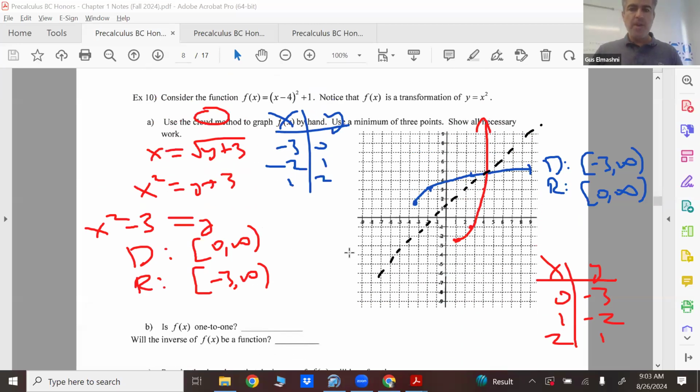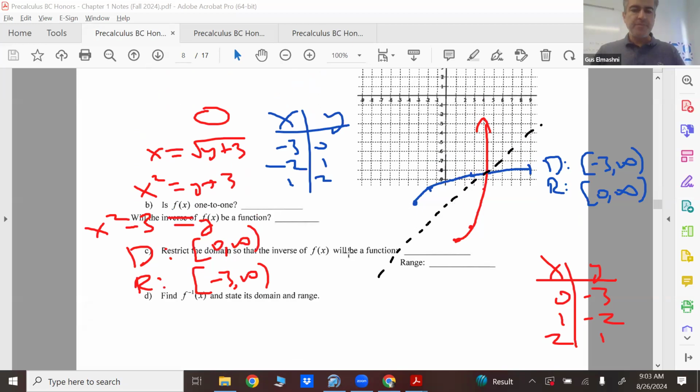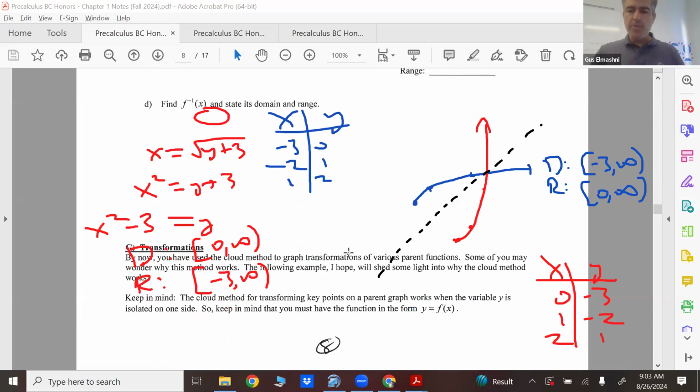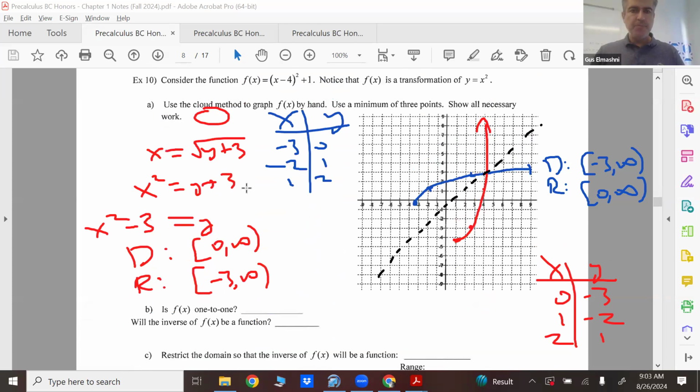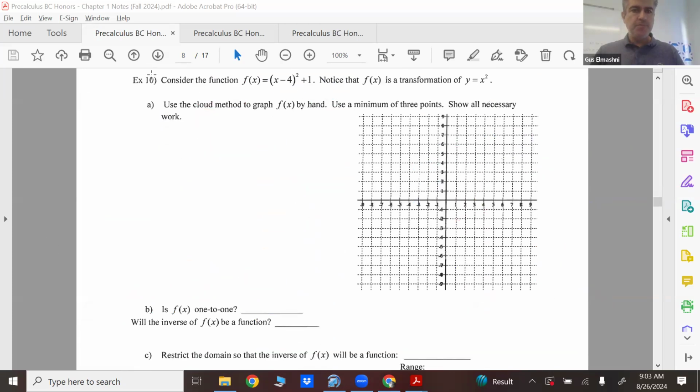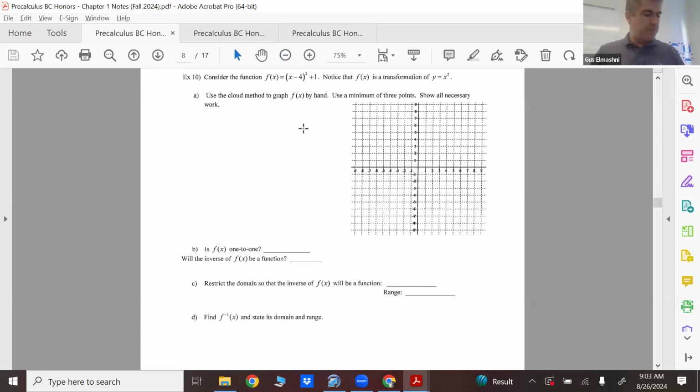All right. Why don't you guys try example 10? I'll do it as well, and then we'll move on to transformations after that. I'll do it too. The cloud method just means just graph it. Just do your transformations. Don't worry so much about that. Hopefully you know your vertex at 4, 1.